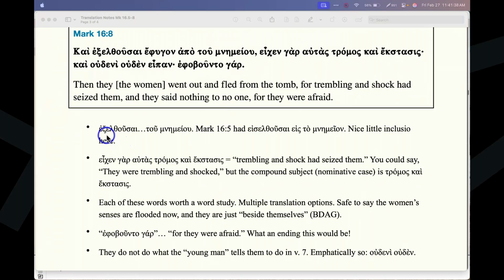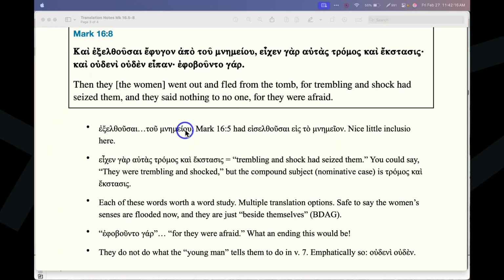There's a nice little inclusio here, I noticed, that kind of bookends 5 and 8: eiselthousai eis to mnēmeion, and 16:5 had exelthousai apo tou mnēmeiou. So we had this feminine participle from erchomai with eis here, so into, and erchomai with ex here, out of. And in both cases, it's the tomb. So they go into the tomb, they go out of the tomb. Those are just nice rhetorical bookends that Mark gives us.